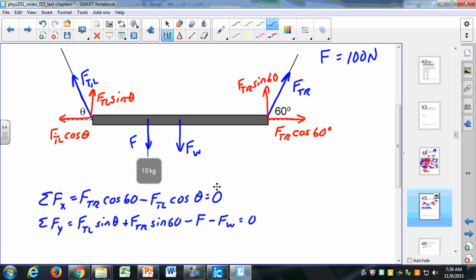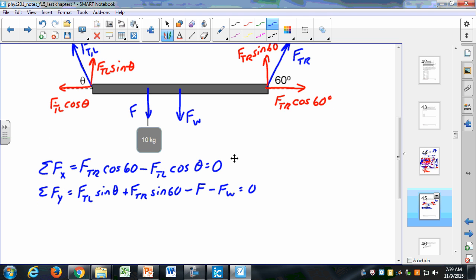Should look something like this. FTL sine theta, that's in the positive y direction. FTR sine 60, that's positive y direction. And then minus F minus FW, which is in the negative y direction. Now I'm going to write two equations for the torques. Where should I choose my axes of rotation for these two equations, where I say the sum of the torques equals 0? I'm going to choose my axis of rotation to be here, and I'm going to choose my axis of rotation to be here.